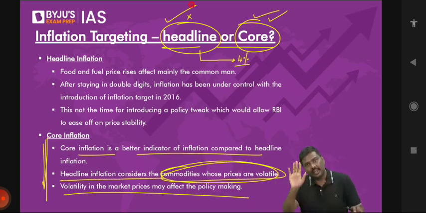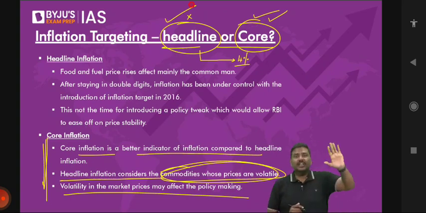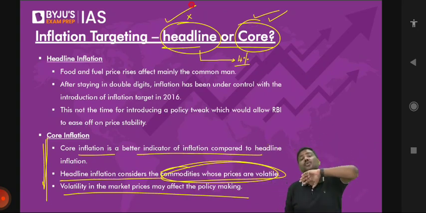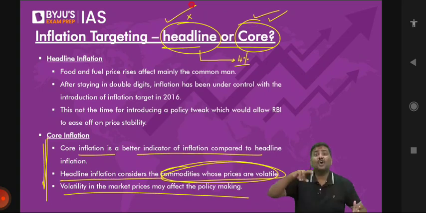Second, the difference between core and the headline. What is the difference? In core, we will exclude food articles. We will exclude fuel articles. So why food and fuel? Simple. Because the food prices and fuel prices are short-lived. Short-lived means volatile in nature. So we are excluding food articles as well as fuel articles in calculation of core.